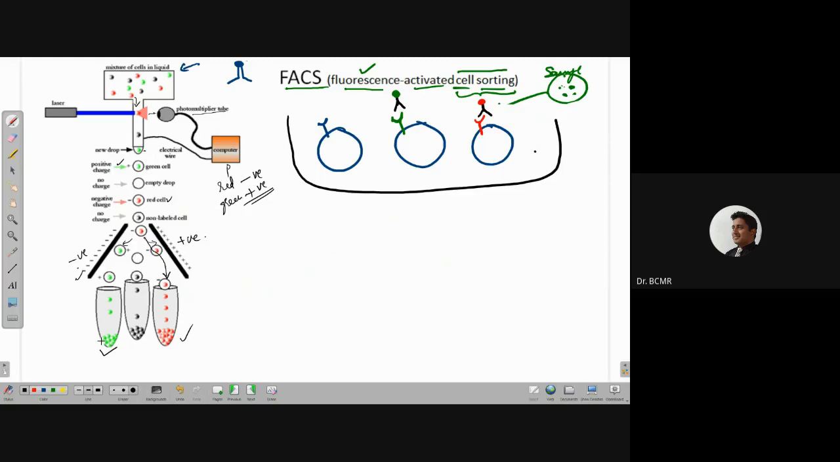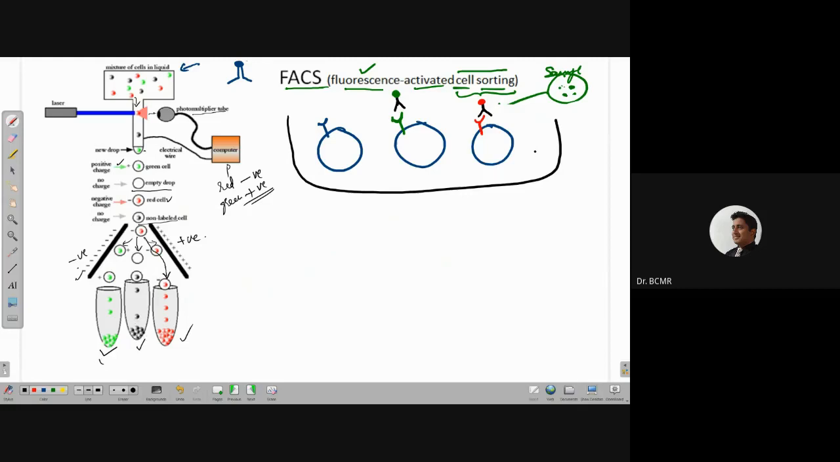If we did not program that they don't have any fluorescence, what to do with it? We didn't do anything. Then no charge is allowed. Empty drops or any non-labeled cells, they do not get any charge, and they are not deflected by the electrodes, so they will fall into the middle tube like this.